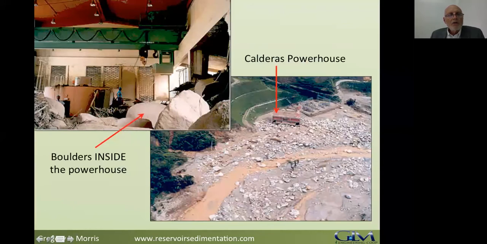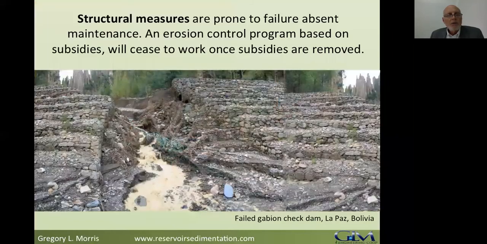And look at the grain size inside the powerhouse. Debris flow, a lot of damage. These events happen. I perhaps see a lot more than most people do, but you need to be cognizant of these types of transport events.